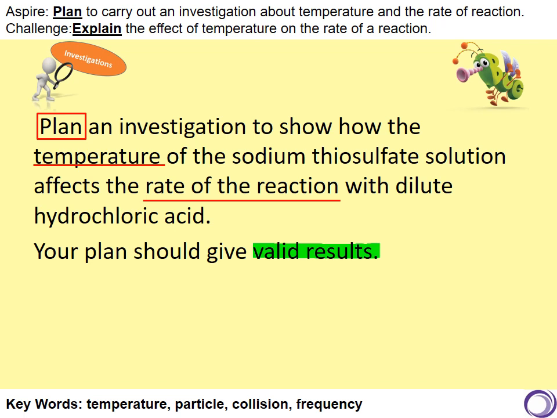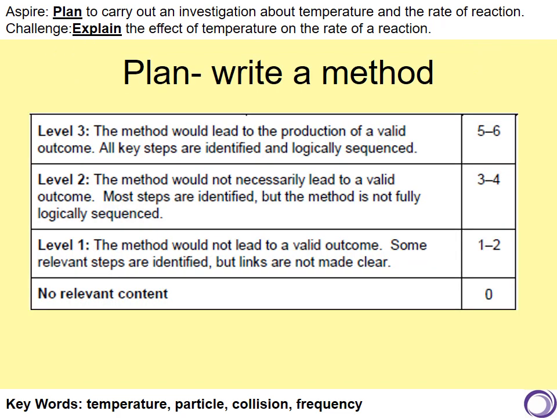And then we need to remember that we have to produce valid results. And the way that we produce valid results is making sure that we control the correct variables. These can be worth 6 marks in an exam. As you can see from the grid that we're displaying now, to get to level 3, the method would lead to the production of a valid outcome.